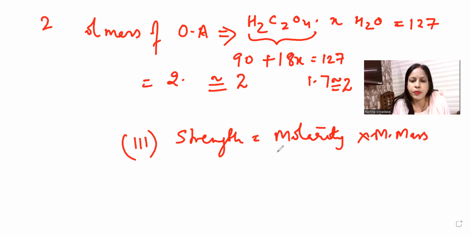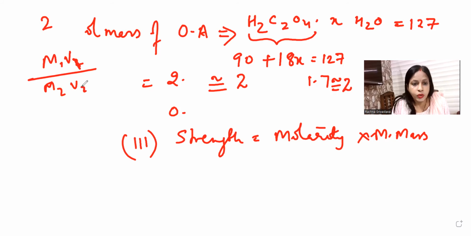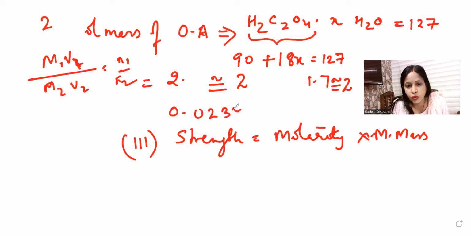So for that, you will use the formula strength is equal to molarity into molecular mass. Now suppose the question paper says that it was impure KMnO4 solution. And for that, suppose the molarity you have calculated from the second part, because it is KMnO4, using the formula M1 V1 upon M2 V2 is equal to N1 upon N2. Now in this case, 0.0234 is the molarity which you have calculated.